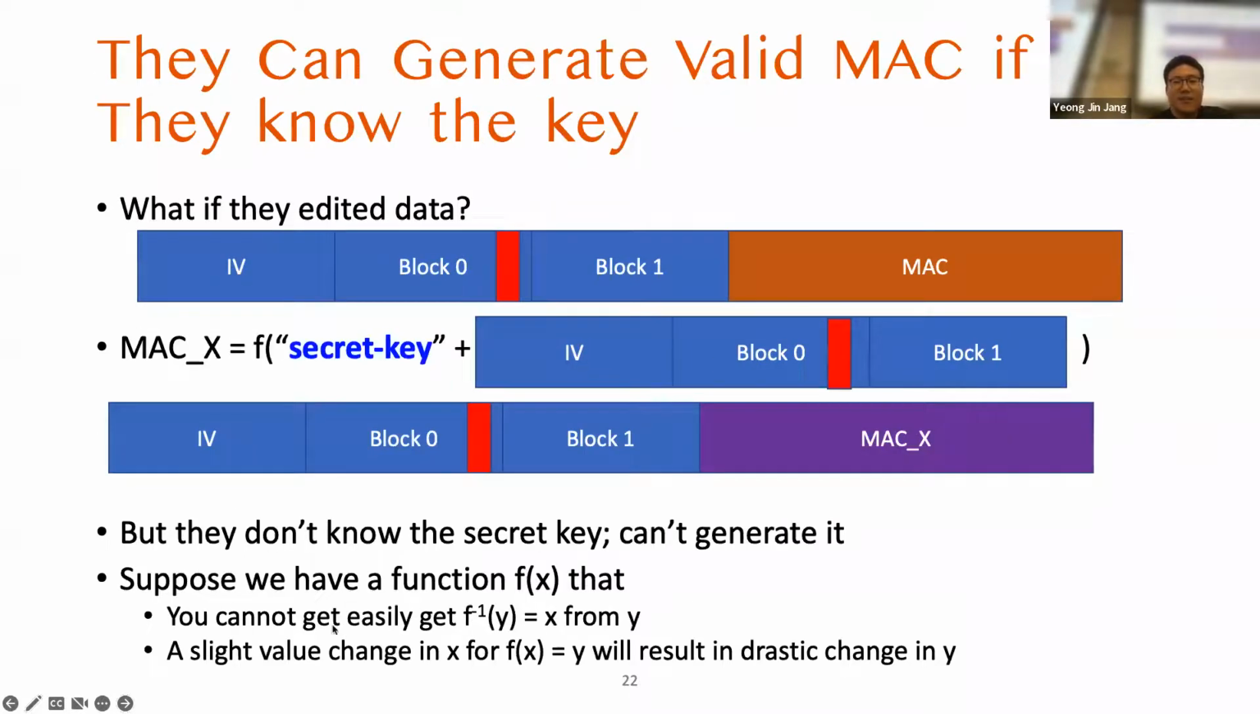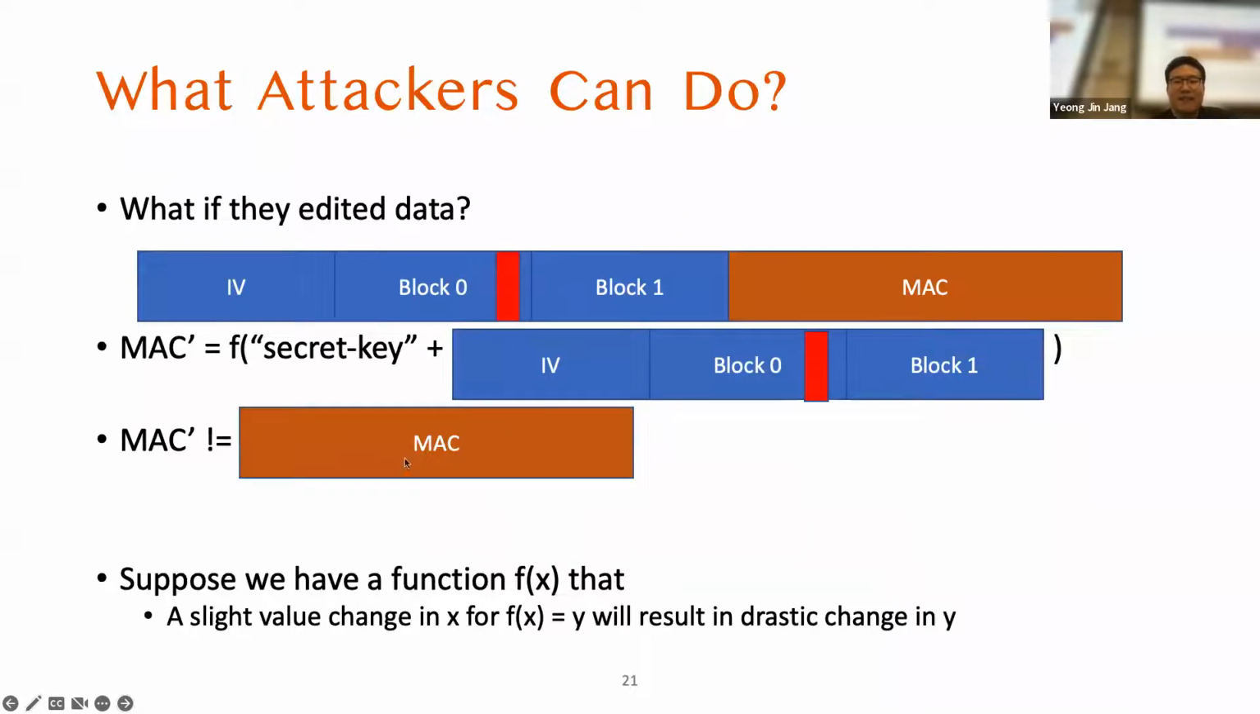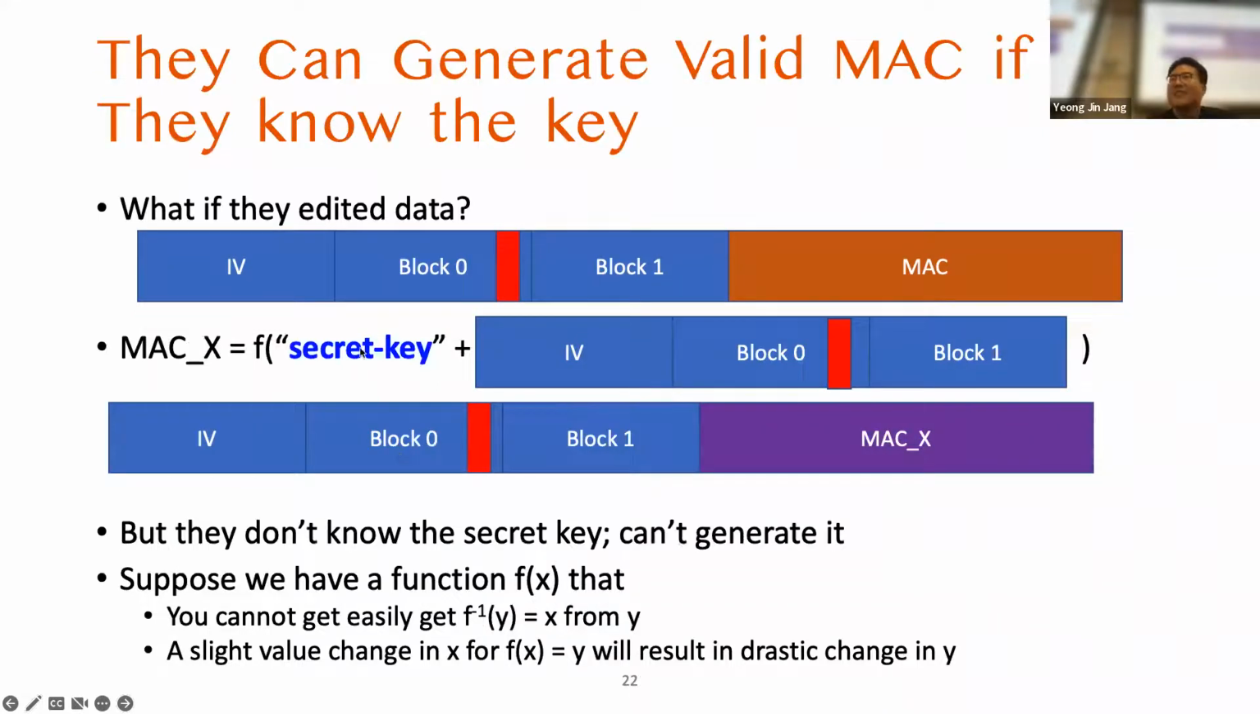But one of the other properties is that you cannot easily get the inverse of the function. What that means is that even if you know this, you don't know what kind of data generated this message. So even if I release the MAC or many of the results of the MAC to you, you will never find the secret key. In that sense, you will never be able to generate the matching message for the edited one.